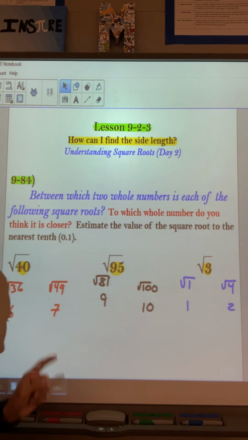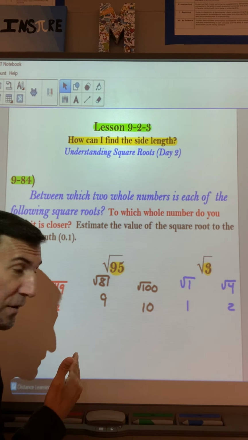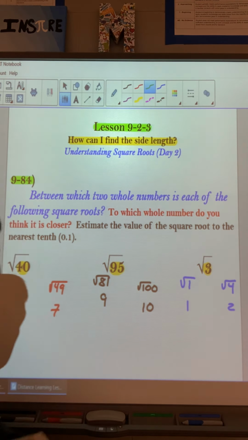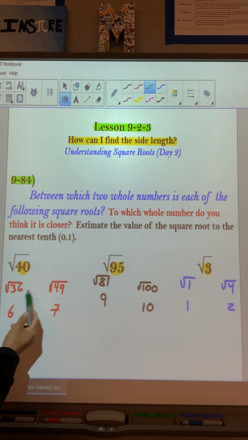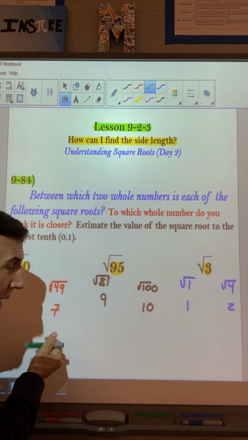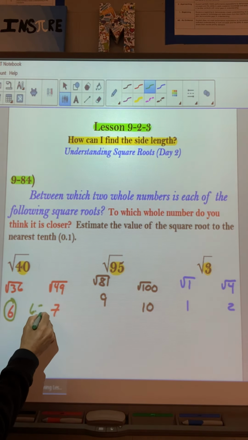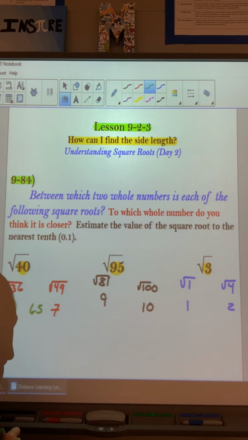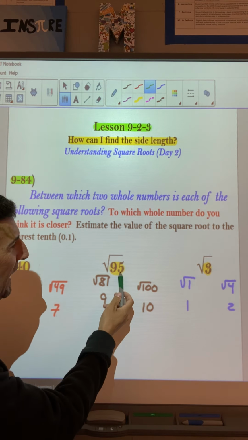Okay, now let's go back. So which one is it closer to? We're going to circle that one. So is 40 closer to 36 or 49? Okay, it's closer to this one, 6. So we know it's got to be between 6.5 and 6. Which one is 95 closer to?